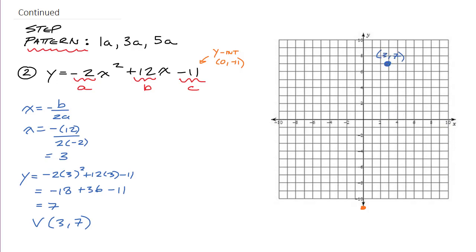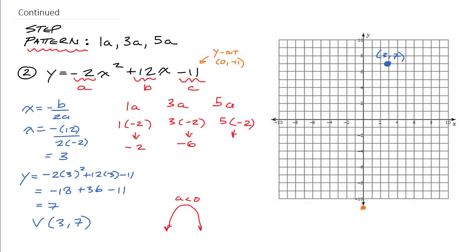All right. Now, a is a negative value, right? So a is negative 2, so we definitely know our parabola is going to open down. It's going to look like this because a is less than 0. Now let's write out our pattern here. 1a, 3a, and 5a. Okay, so 1 times negative 2, 3 times negative 2, and 5 times negative 2. So obviously we're going to get negative 2, negative 6, and negative 10.